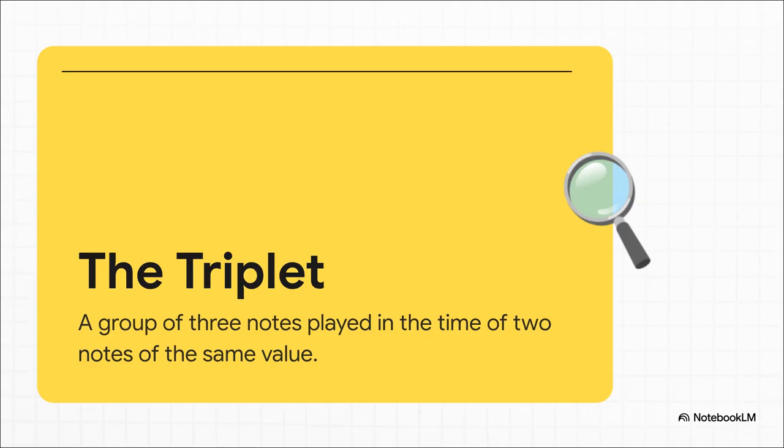Okay, now for something really cool, the triplet. This is where we get to break that divide by 2 rule we've been following. With a triplet, you literally squeeze 3 notes into the space where you'd normally only play 2.